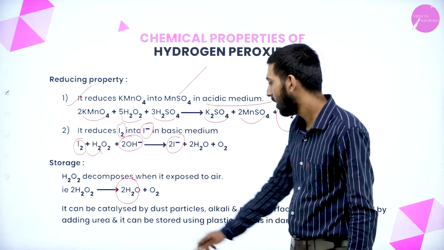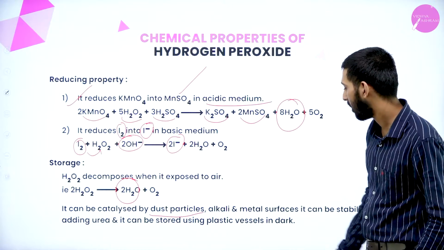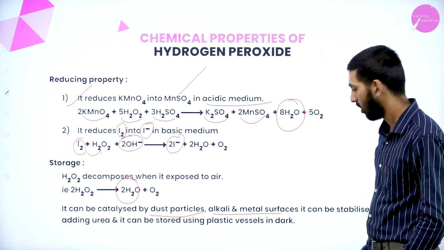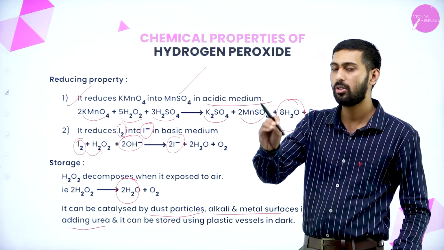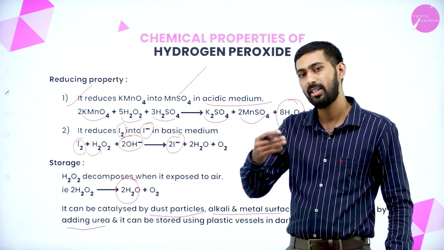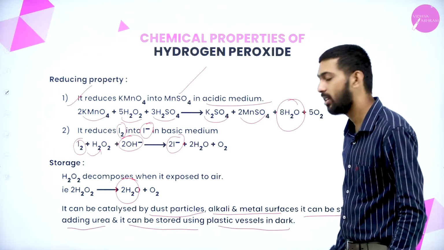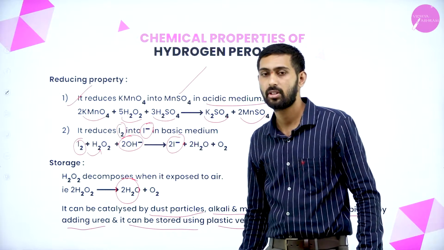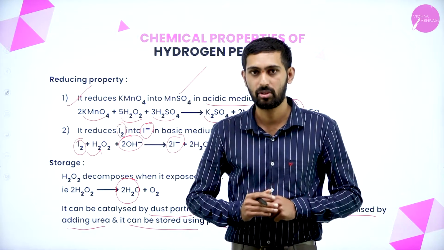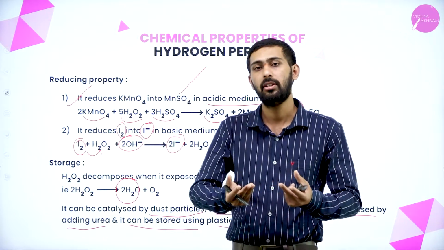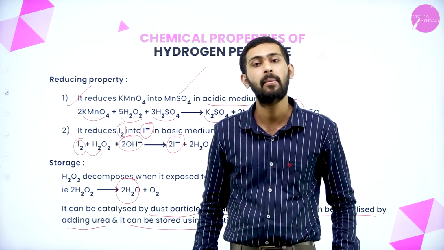Okay. So, it can be catalyzed by dust particles, and by alkali metal surfaces. It can be stabilized by adding urea. If you add a little amount of urea to the hydrogen peroxide, it gets stable and it can be stored using plastic vessels in dark places, they have said. So, we should not keep hydrogen peroxide where sunlight is falling. So, where can we keep it? Refrigerator only. It is the best place to preserve hydrogen peroxide.